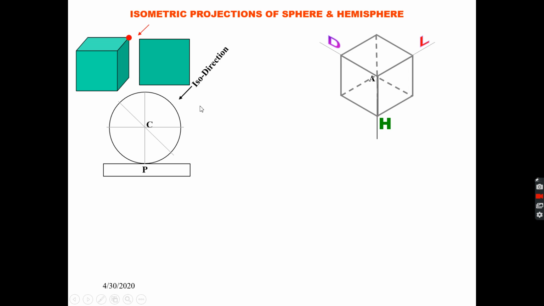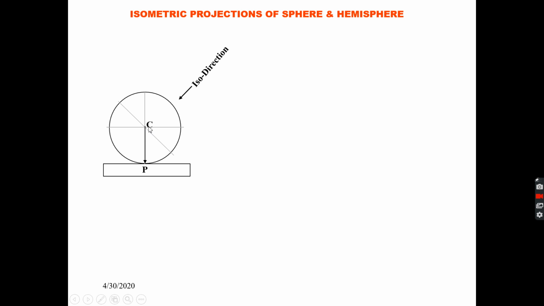In a similar way, I am looking at this object from the iso direction. So how will it look? Suppose the radius r is given.